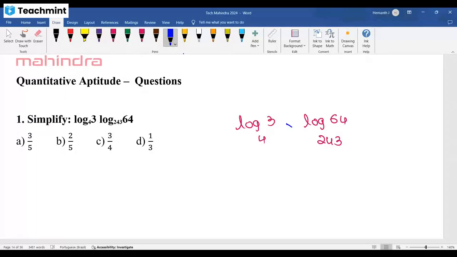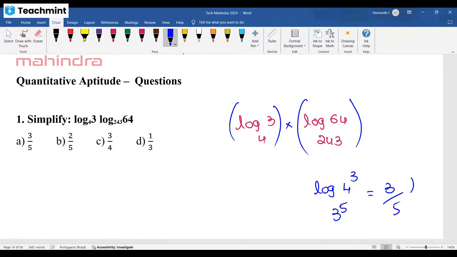See, log 64, we can write it like 4 cube. 243 as 3 power 5. Okay, using logarithm concept, we can write this as 3 by 5 log 4 base 3.